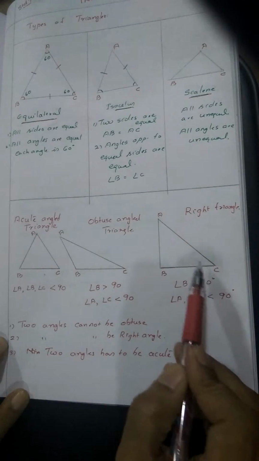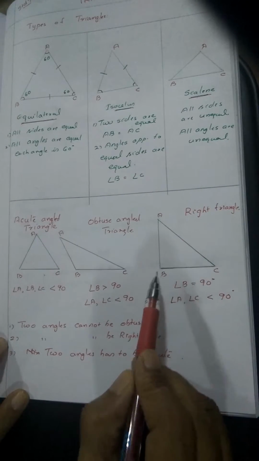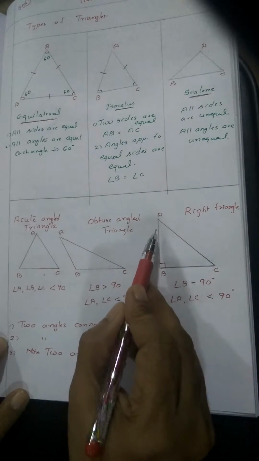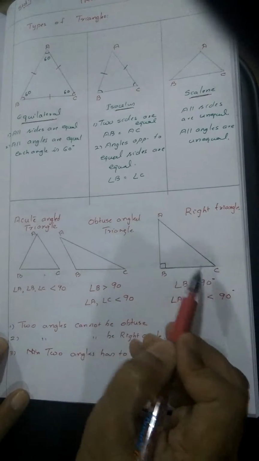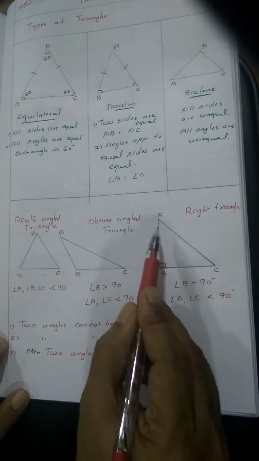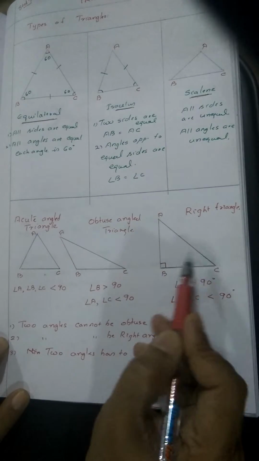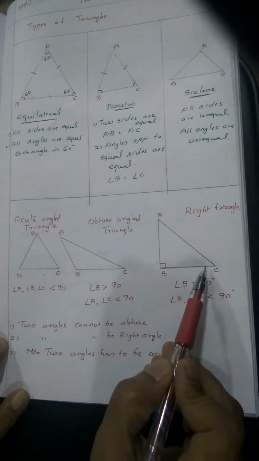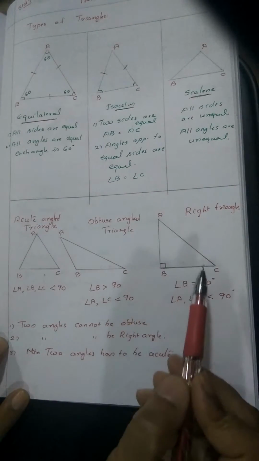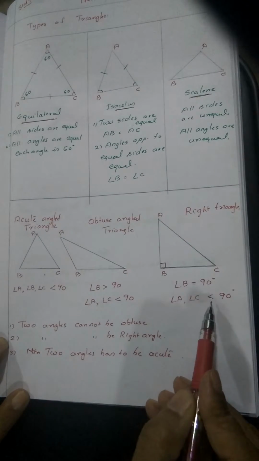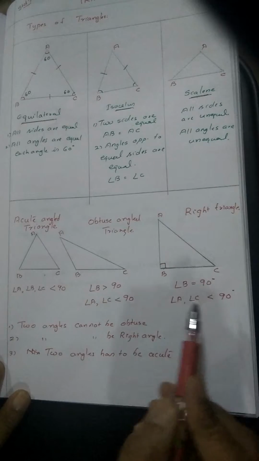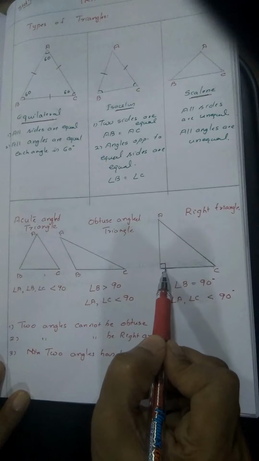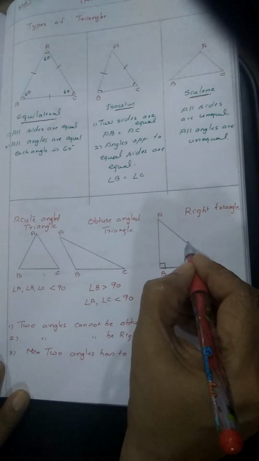Then we have a right triangle, where one angle is equal to 90 degrees. Here angle B is 90 degrees and therefore the other two will be together 90, because the sum of all the angles of a triangle is 180, which you are going to learn in the next lesson. So A and C together will be 90. Therefore A and C have to be acute, less than 90 degrees. And the side opposite to the 90 degrees is called the hypotenuse.